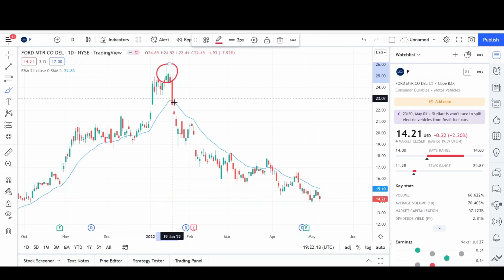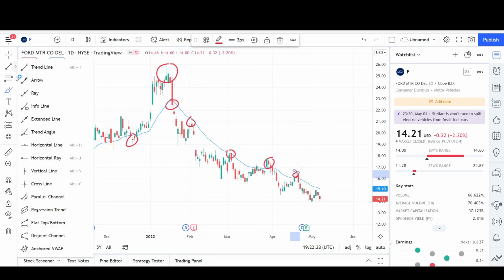You can see that Ford made a high back over here in the beginning of January or mid-January. We pushed through the EMA, and that's not a good sign because we dropped down a lot versus before. If we did break the EMA, it was just a little bit. Now we pushed through it. Now we're finding resistance from the EMA, which is not good. You can see that even if we do get above it, it's very short-lived, and we're still finding resistance from the EMA. So this is definitely a downtrend.